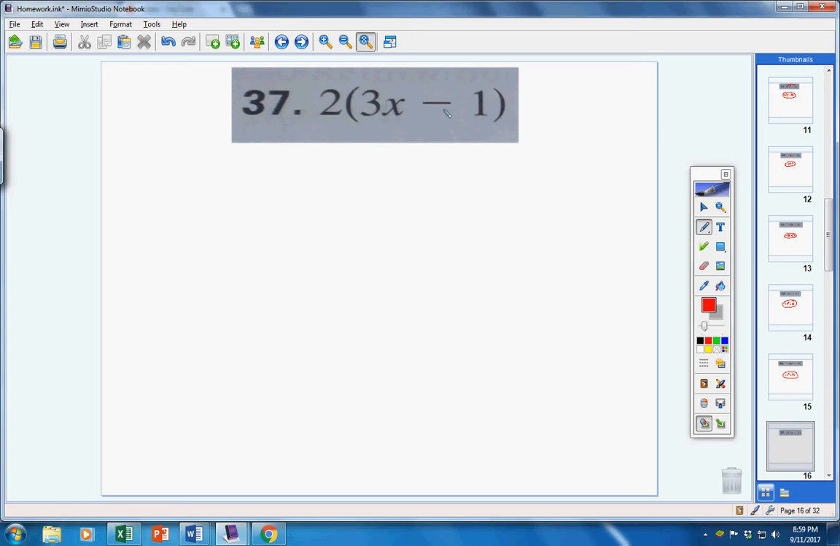Let's take your 2 and multiply it through. A positive times a positive is positive. 2 times 3x would be 6x, because 2 times 3x is 2 times 3 times x, which is 6x. A positive times a negative is a negative, and 2 times 1 is 2.